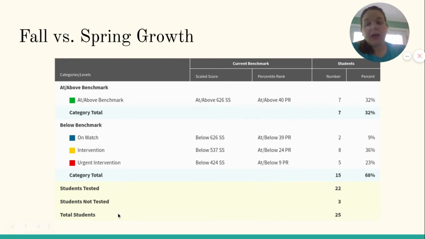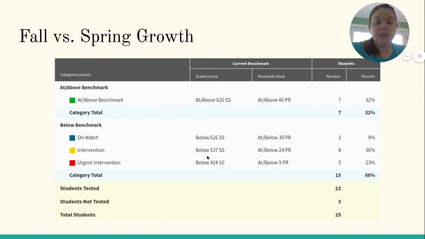Now let's look at the below benchmark area. You have the blue, which is on watch, meaning that these students could go either way. They could go straight up into at or above benchmark, or they could go back down into intervention depending on the skills tested. So 9%, so 2 students are on watch in this particular class in the fall. 8 students, or 36%, were intervention. And then 5 students, or 23%, were urgent intervention.